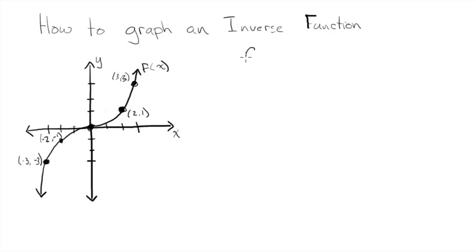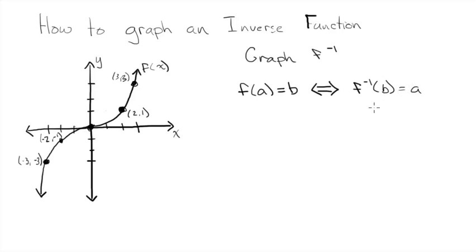What I want to do is graph f inverse. Okay, so we know that, by our definition of inverse, if f at a were equal to b, that would mean that f inverse at b would be equal to a. Right? Whatever a goes to under f, f inverse takes back to a.